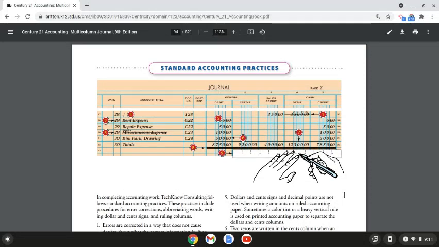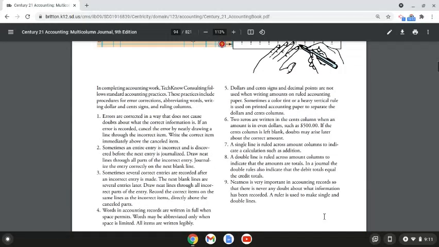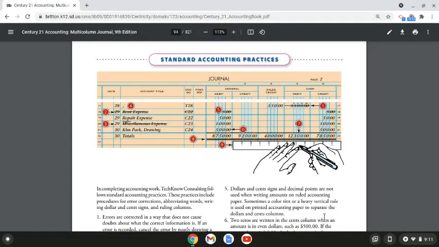What I just explained is right here, and I'll give you a moment to look at this as well. Okay, so that is the end of the 3-4 text. In the next video, I will be going over the 3-4 work together.